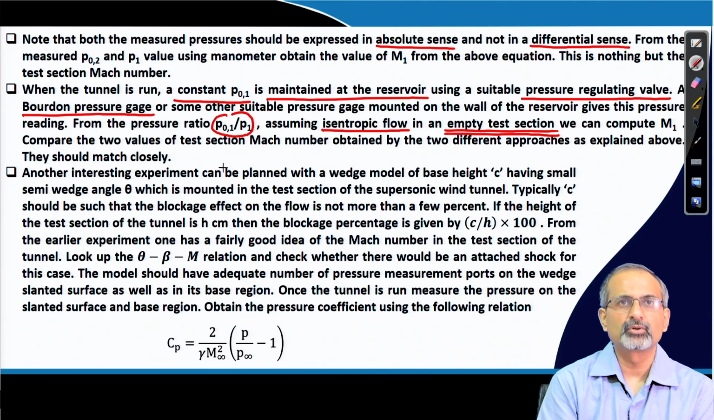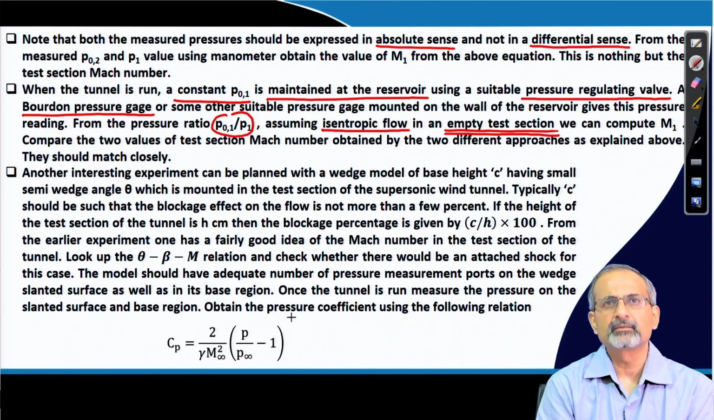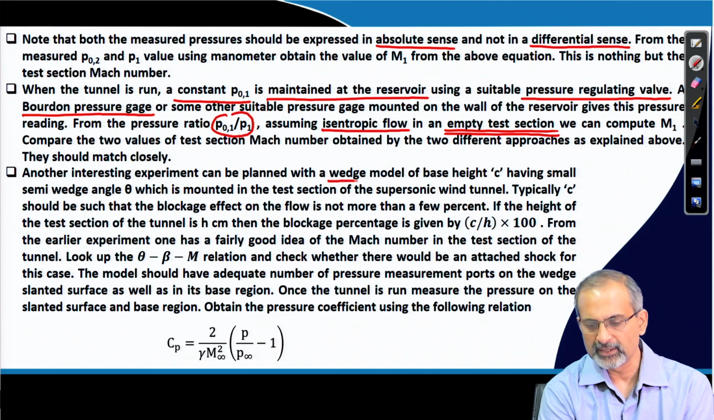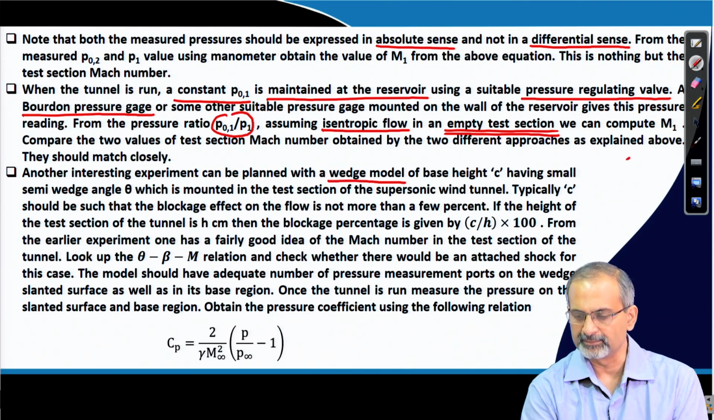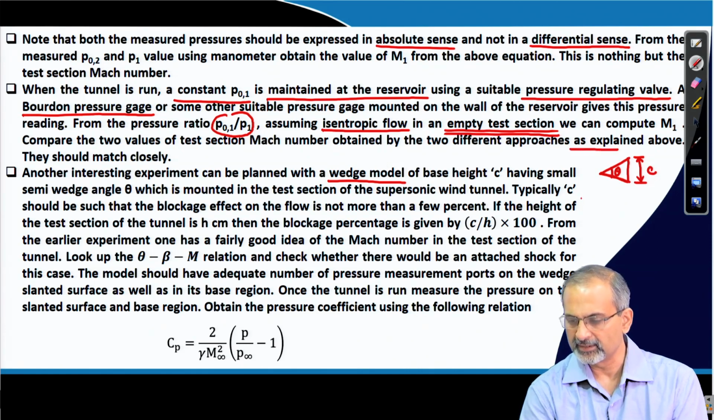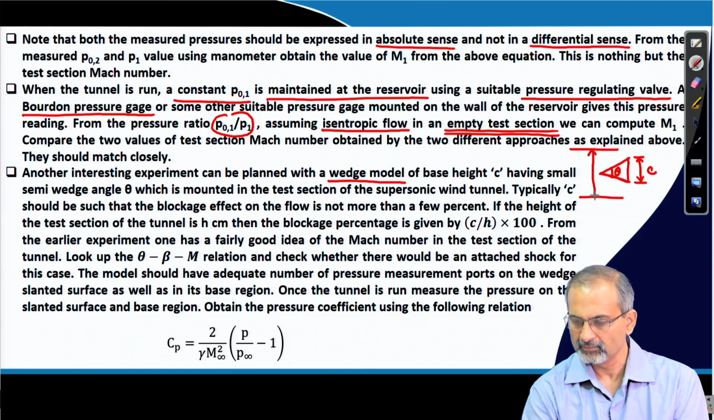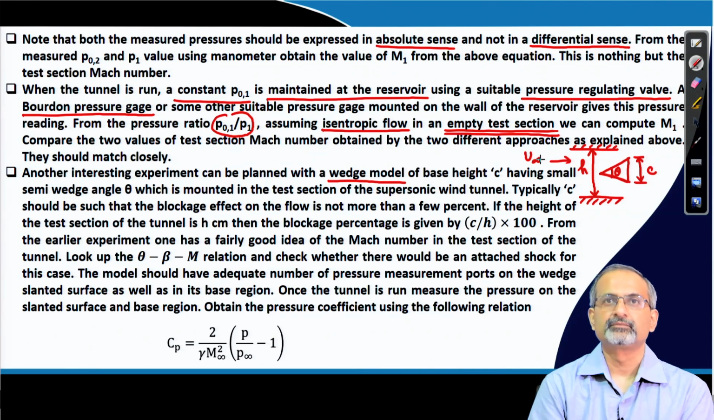So, we have talked about two possibilities. Another possibility, let us try to explore, is by using a wedge model. Let us say it has a base height c. So, the wedge stands here, let us say with an angle theta, and it has a base height c, and it is placed in the supersonic wind tunnel test section, which has a height of h, and you have a flow coming from the left towards the right.